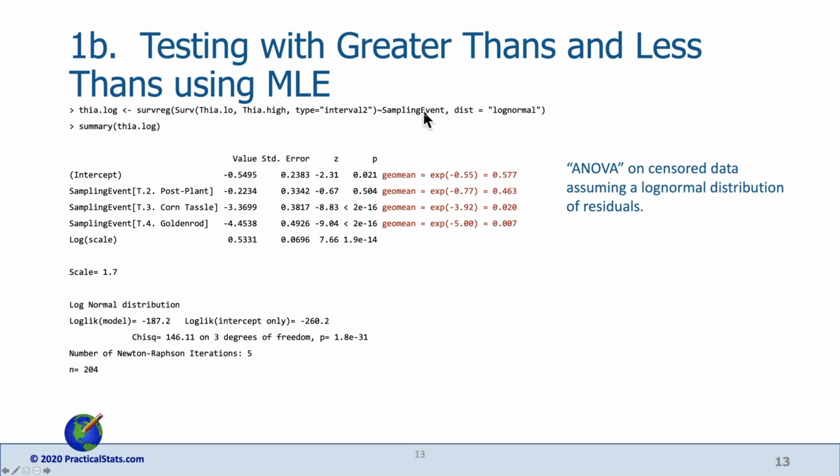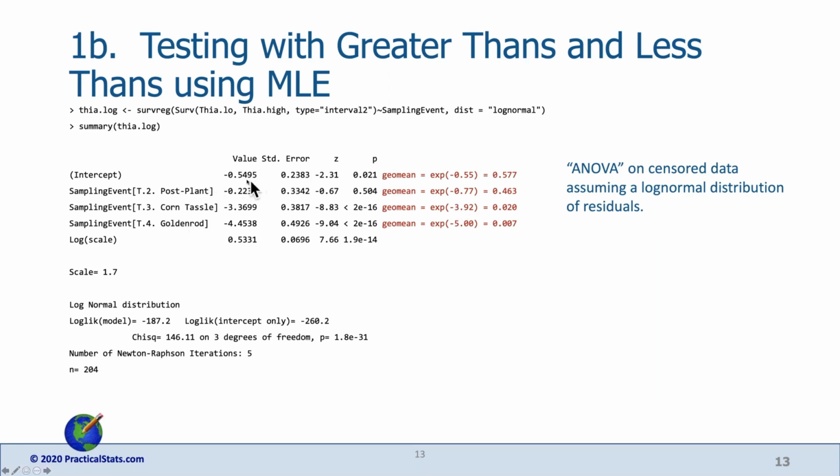And so here it is too. It's the grouping variable called sampling event. And sampling event had in it 4 pieces of text. One was 1.preplant, then 2.postplant, 3.corntassel, and 4.goldenrod. So those are just letters in the data set in that column. That character variable is defining 4 groups. So what is this output?